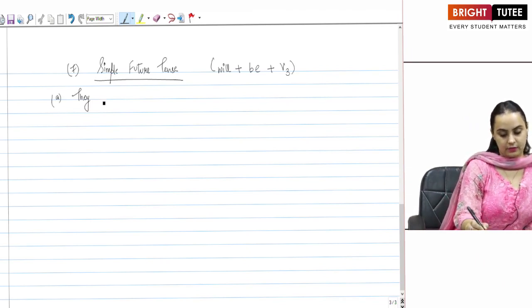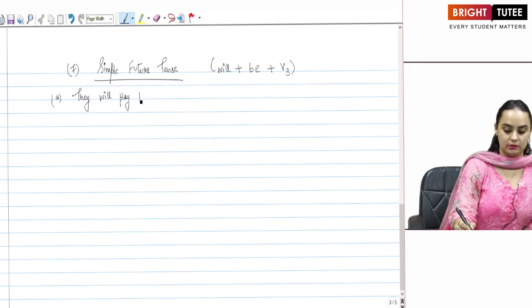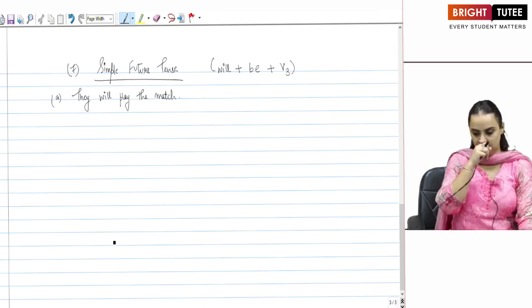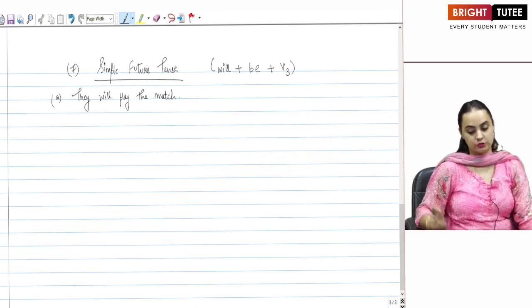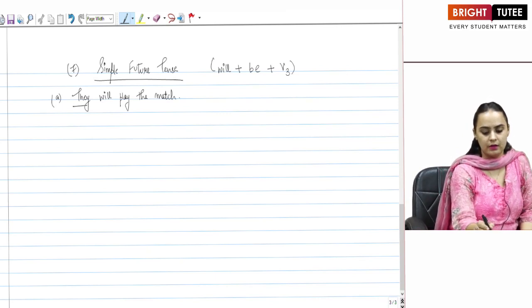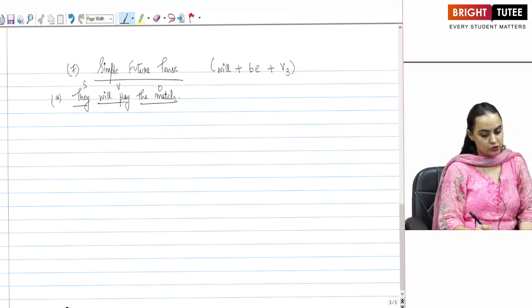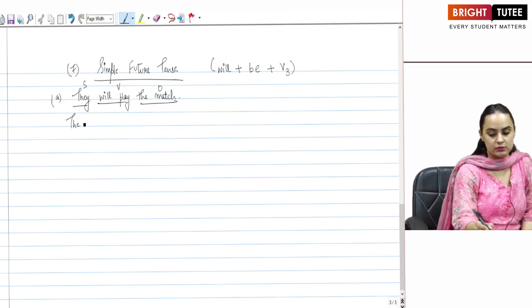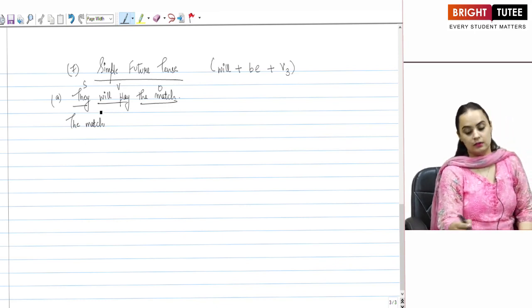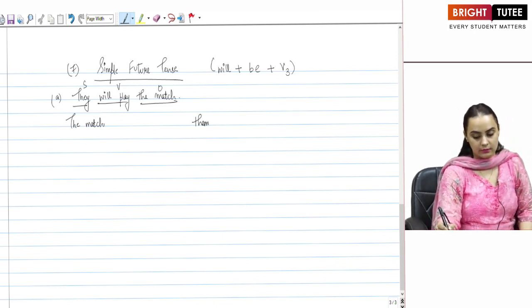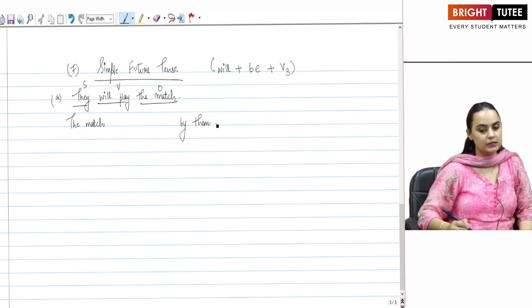They will play the match. So, they will play the match. What does it become? Divide, subject, verb, object. The match, which is the object, becomes my new subject. Then they becomes them, and we add by before it.